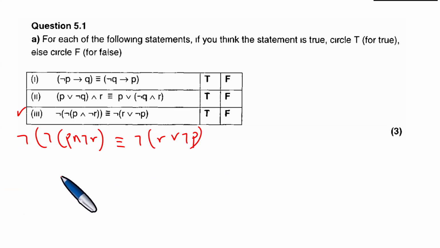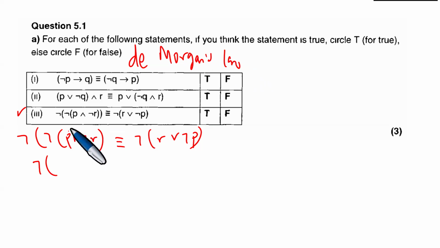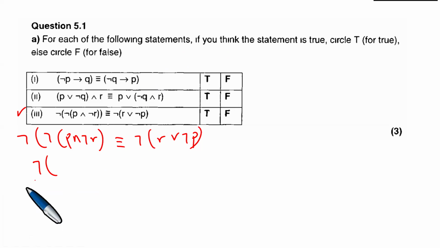Okay, now let us reason this together and see what we have here. So this would be the same as exactly the following. Right, so we can obviously be in a position to expand this. Okay, let's look at the left. Because we know by the law called De Morgan's law, so now we're going to write De Morgan's law, or, more precisely, the negation.